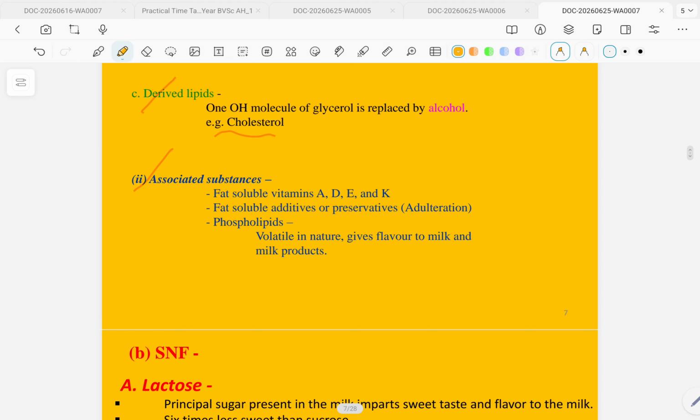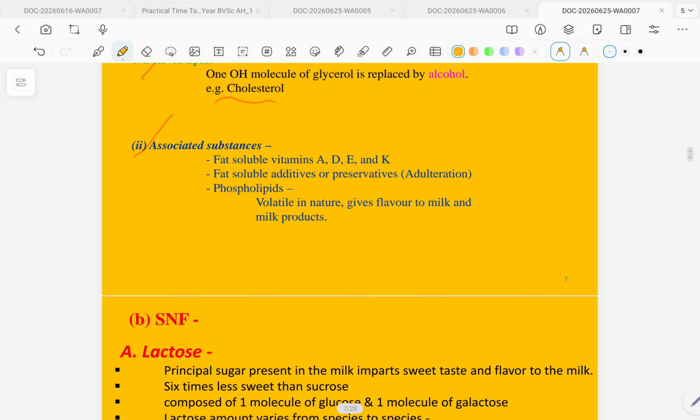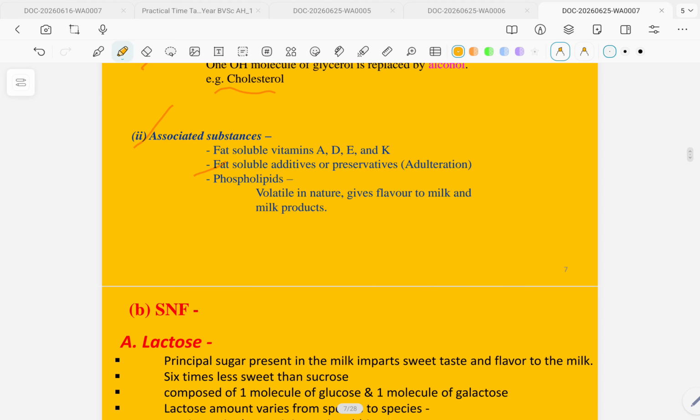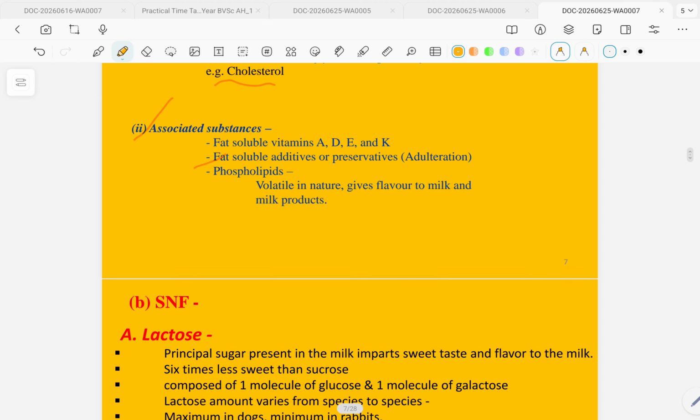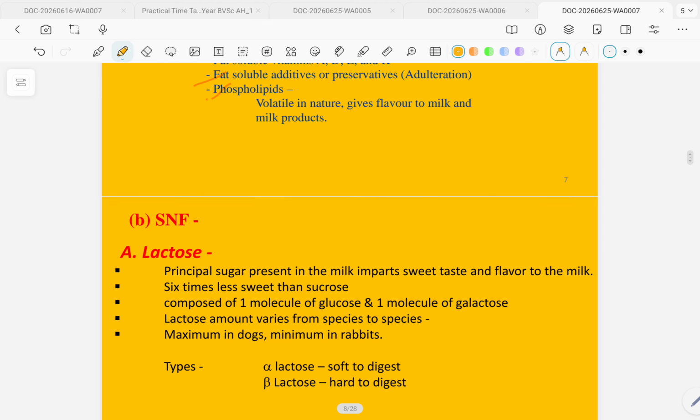Associated substances: fat soluble vitamins A, D, E, and K, and fat soluble additives, preservatives, or adulterants. Phospholipids are volatile in nature and give flavor to milk and milk products.